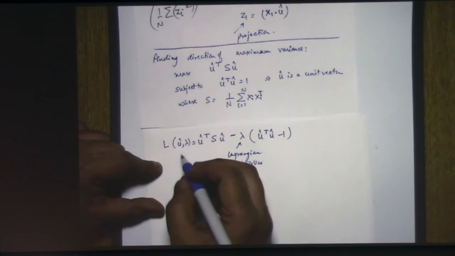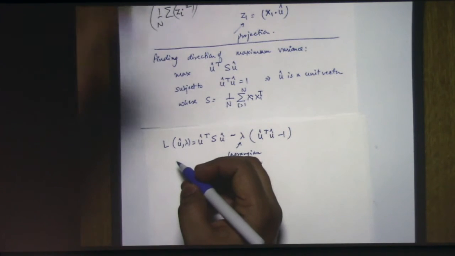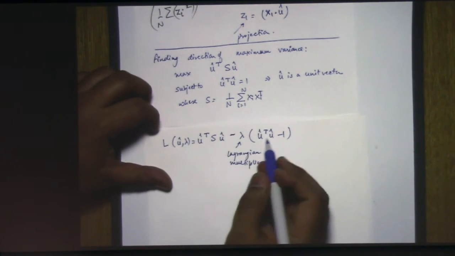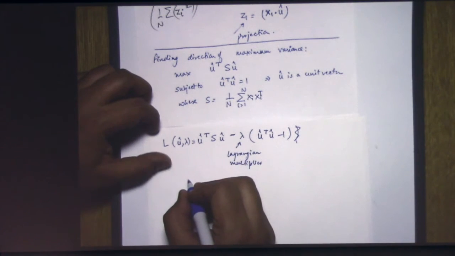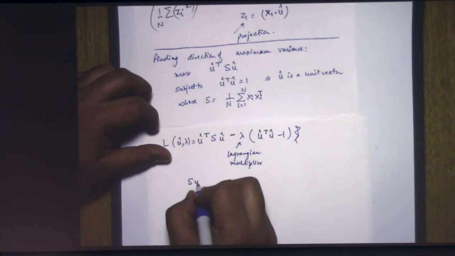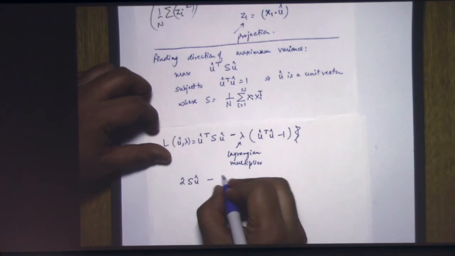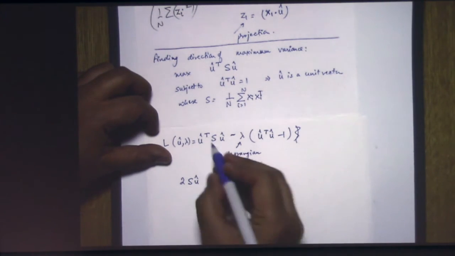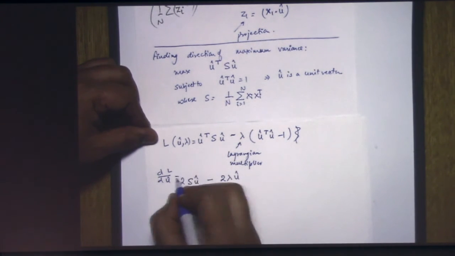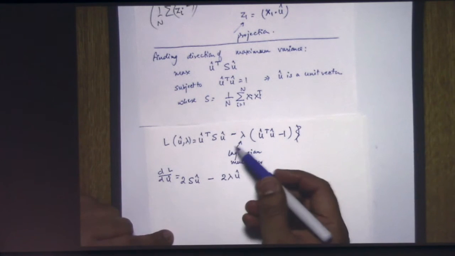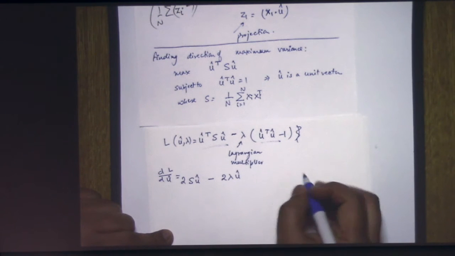So now what we do is we can differentiate it with respect to both U and lambda, right? If I differentiate with respect to U, what you get is 2S times U minus 2 lambda U, and all of these calculations. So I'm basically doing d by dU of this, and you can look up the Matrix Cookbook, which will give you these identities. And now we set it to 0.